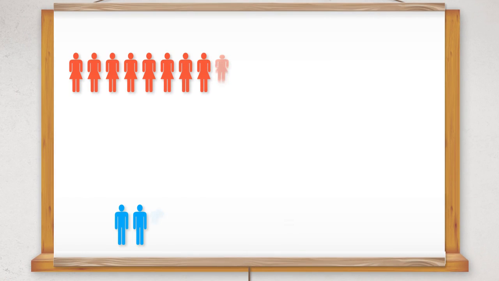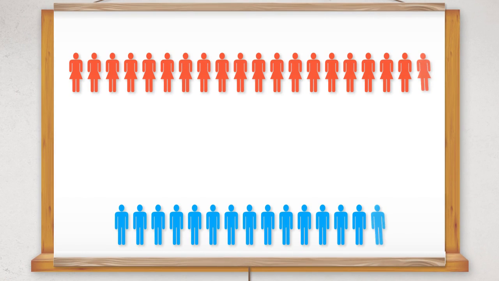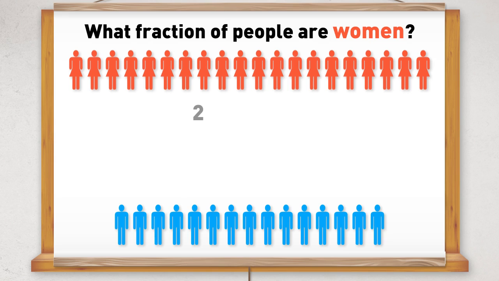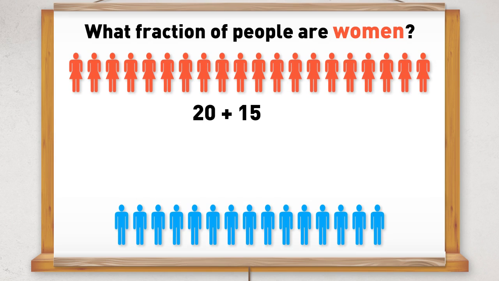Suppose in a room there are 20 women and 15 men, and I want to know what fraction of people are women. We have a total of 20 plus 15, which equals 35 people. So if we want the women as a fraction of the whole group of people, the fraction of women is 20 out of 35, or 20 over 35.